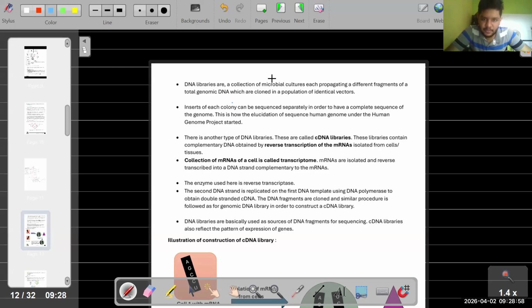So here they use the word microbial culture to denote that DNA libraries are a collection where we have a completely suitable environment. It is a 100% suitable environment for transformation to be carried out. So microbial cultures means that. Can you understand? Yes or no?